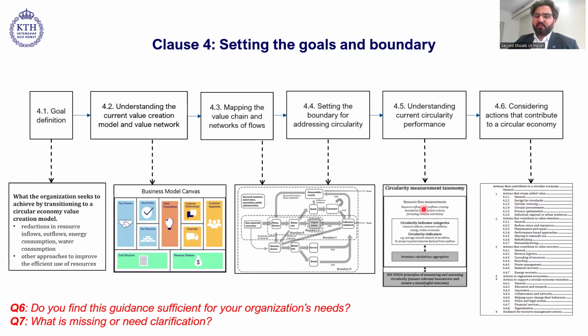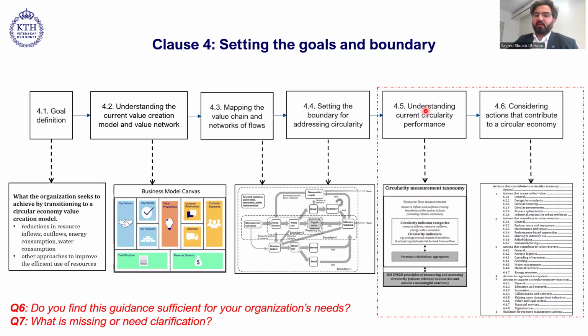What we see as a problem with this clause here is that if you look at the title of the clause, the title says setting the goals and the boundary. And that should have ended already here. Once we have set the boundary, we should have moved to the next clause. And these, you will see that they are being repeated again in clause 5, this subclause 4.5 and 4.6. They are in clause 4 as well, and they are being repeated again in clause 5. So we suggest to move these clauses to clause 5.